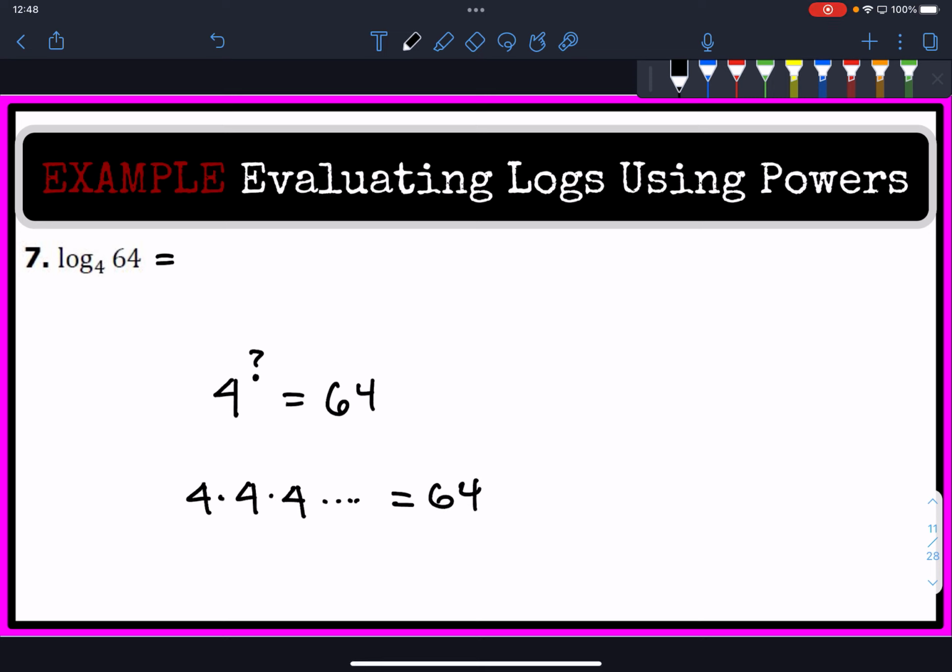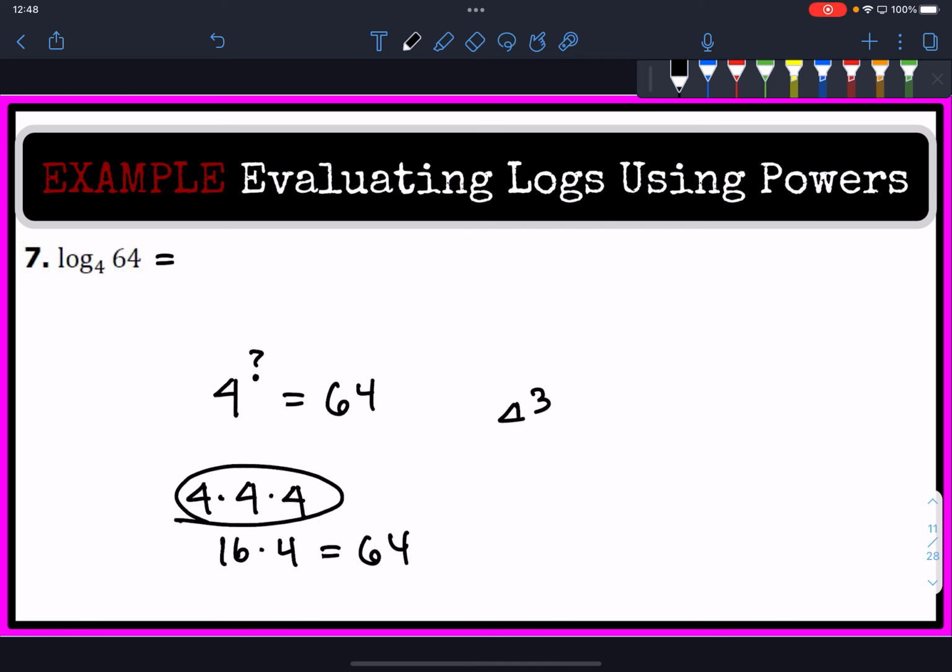Well, in this situation, that would only have to be 3 times. 4 times 4 is 16, and 16 times 1 more 4 is equal to 64. So I would have to multiply the number 4 three times. In other words, raise 4 to the 3rd power, and that's going to equal 64. So this is the value of this logarithm. This log base 4 of 64 is equal to 3. So using this definition, I can then figure out this value.